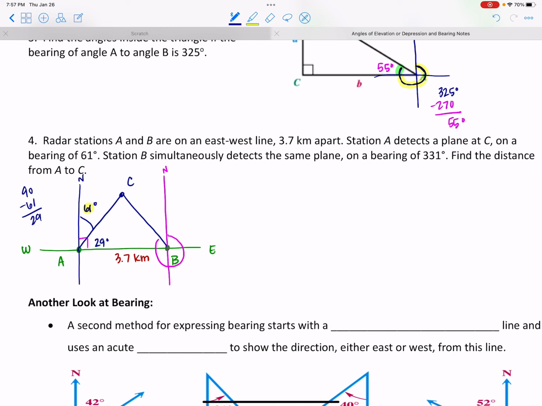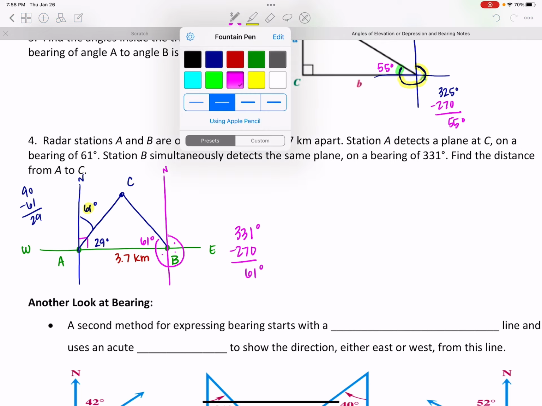Now the pink one over here at B, that's 331 degrees, right? Yeah, 331 degrees altogether. Again, let me take out the 90, the 180, and the 270 to figure out what's left. So if I take away the 270, that means I have 61 degrees left here. So this is a 61-degree angle. Now let's find that third angle.